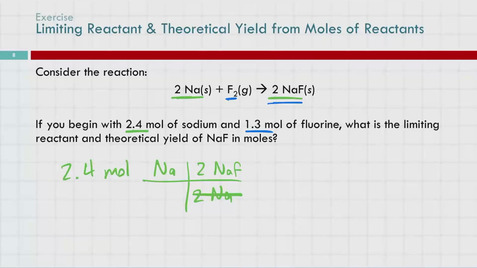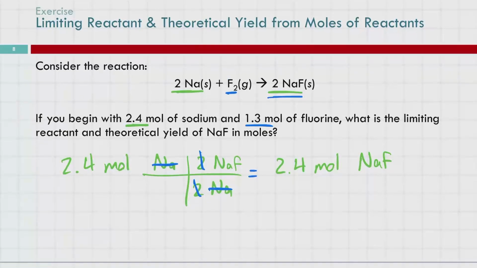So the 2, because we've got one on the top and one on the bottom, we can cancel those out. We can also cancel out the sodium. It's basically a 1-to-1 ratio. And so our yield is going to be 2.4 moles NaF. This assumes that we have enough of the other thing, which we don't necessarily have. So we have to find out.